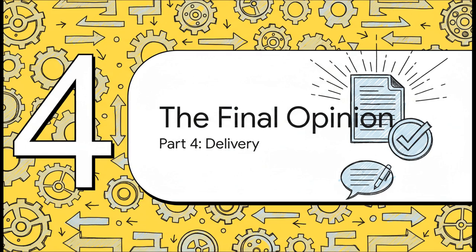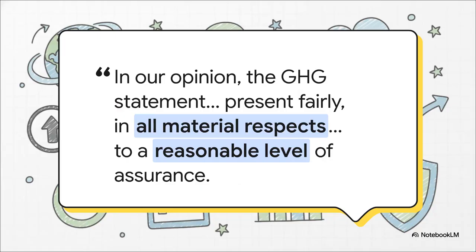So, after all the planning and all the investigation, the entire process comes down to one single, powerful document, the verification statement. This is where you put your professional reputation on the line and you state your formal opinion. Let's look really closely at the required language here. For a reasonable assurance verification, the wording is stated positively. It says, in our opinion, the GHG statement presents fairly in all material respects. This is a direct, high-confidence statement. You are actively affirming the reliability of the data because you've gathered extensive evidence to back it up.